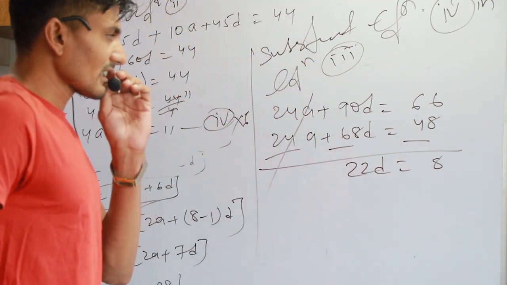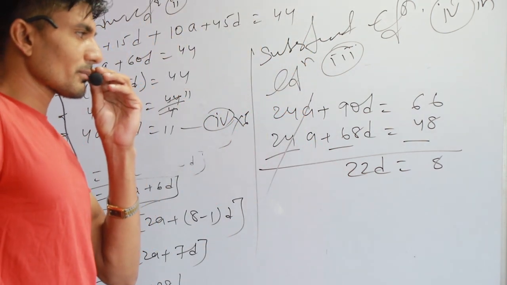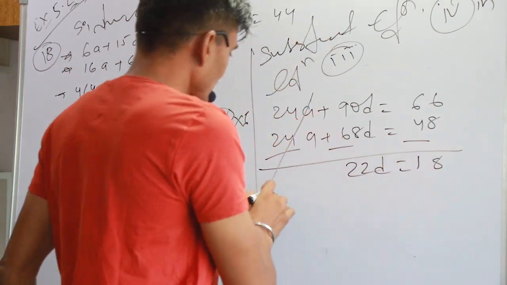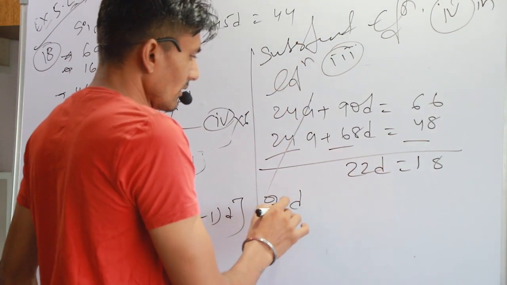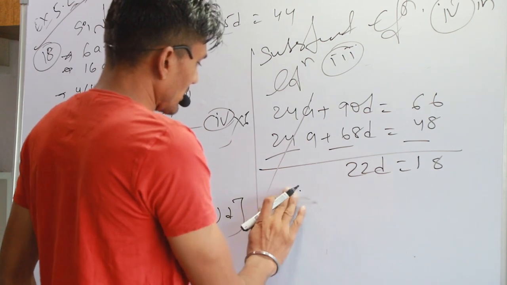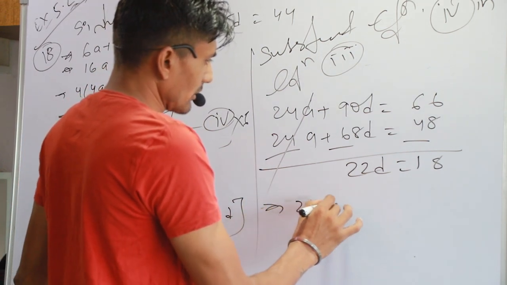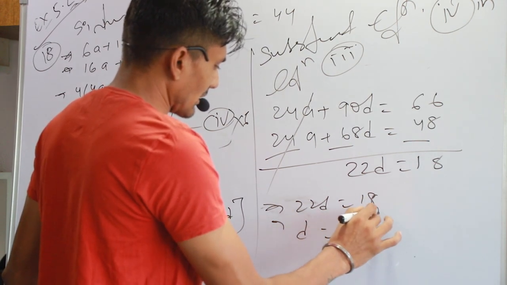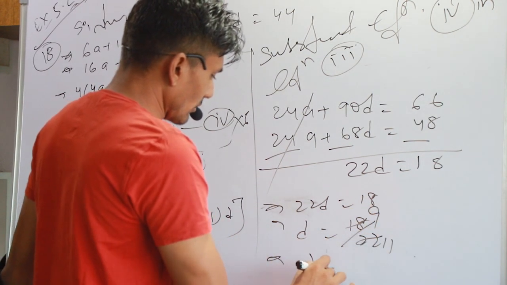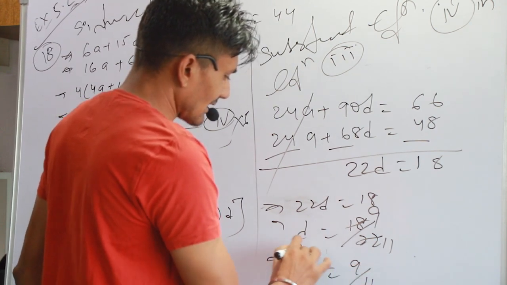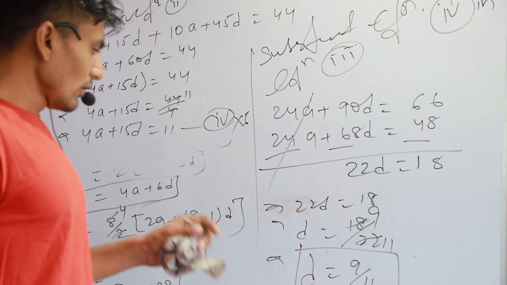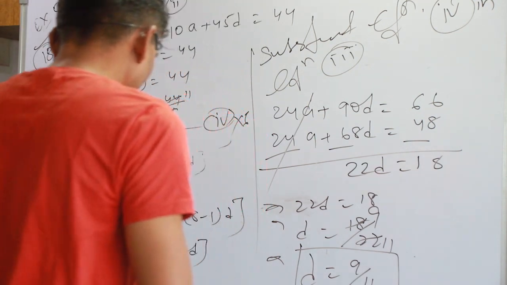Here, 66 minus 48 is 18. So 22d equal to 18. So d is equal to how much? 18 by 22, that is equal to 9 by 11. So d equals 9 by 11. That is the value of d. Now we have to write.